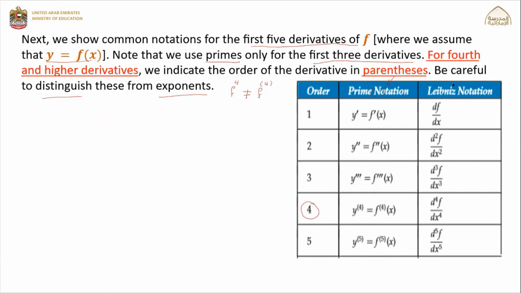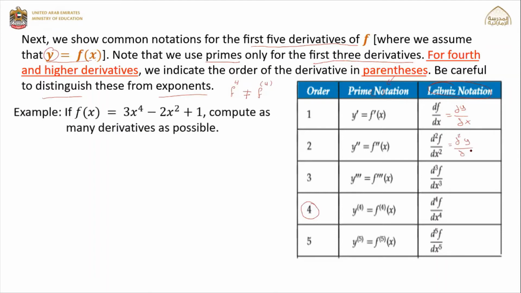Now, what about Leibniz notation? In Leibniz notation, we write the first derivative as df by dx, and I can write it as dy by dx because the function f, I named it y also. The second derivative is d squared y over dx squared. The third derivative is the same: d cubed y over dx cubed, etc. When you go to the fifth derivative, that means d5y over dx to the power 5.